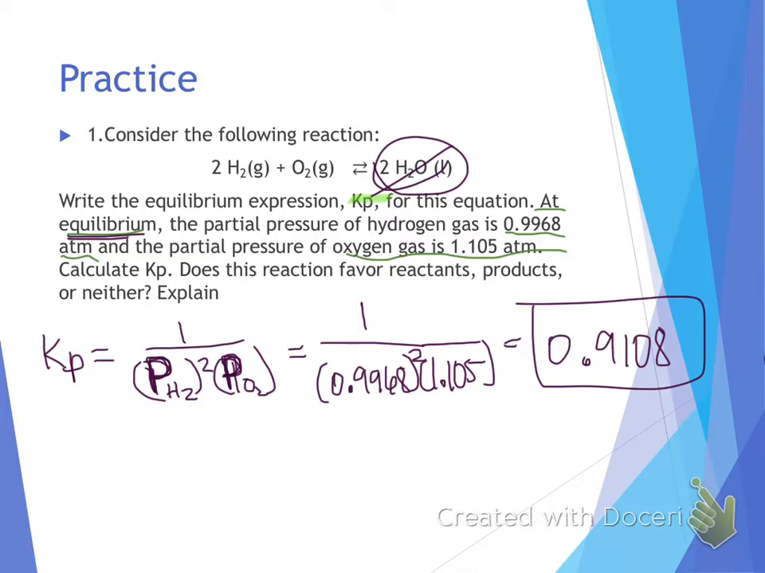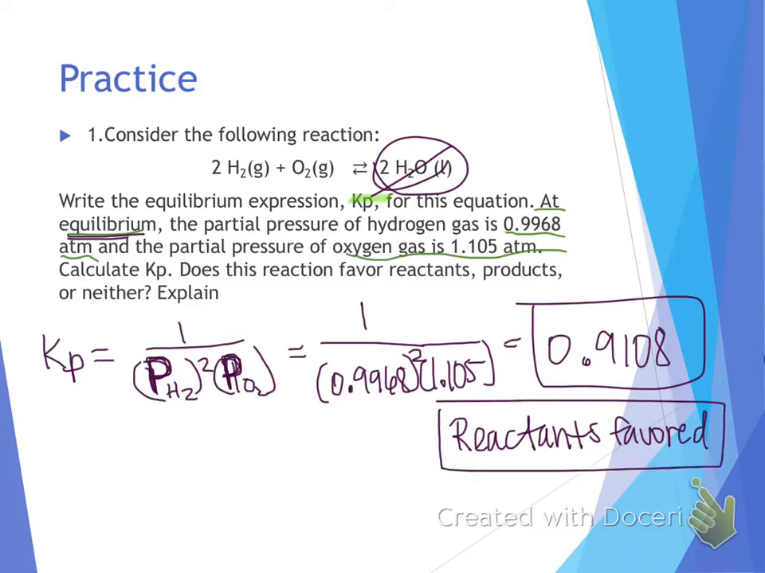Well, when K is equal to 1, that's because products are equal to reactants. This is a little less than 1, so that must mean we favor the reactants. But it's only barely less than 1. So it only slightly favors our reactants. When K is equal to 1, products and reactant concentrations are equal. So barely less than 1, we only have very few more reactants than products.